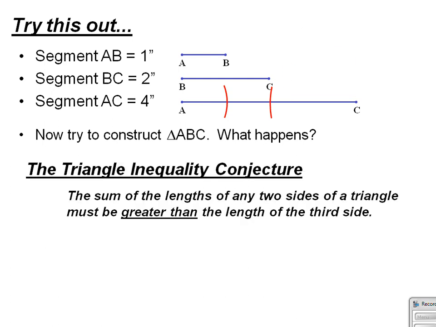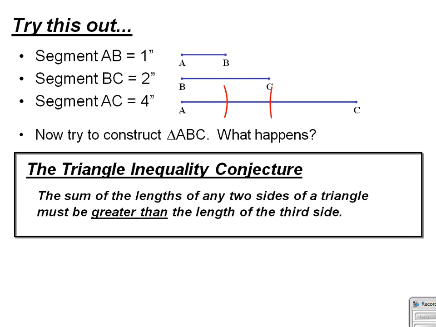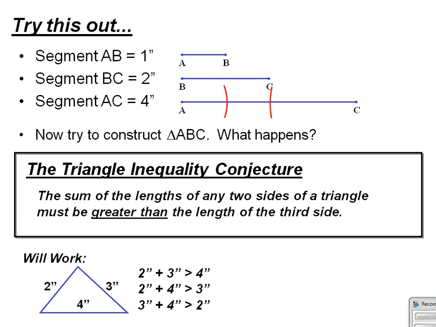This leads us to the triangle inequality conjecture, which says that the sum of the lengths of any two sides of a triangle must be greater than the length of the third side. So for example, in this triangle we have a length of 2 inches, a second length that's 3 inches, and a third length that's 4 inches. Following this conjecture, if we add any two side lengths, it's going to be greater than the third length. 2 plus 3 is greater than 4, 2 plus 4 is greater than 3, 3 plus 4 is greater than 2. All of these combinations check out fine.